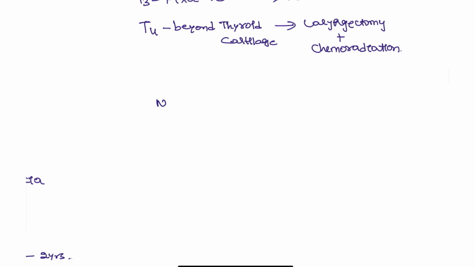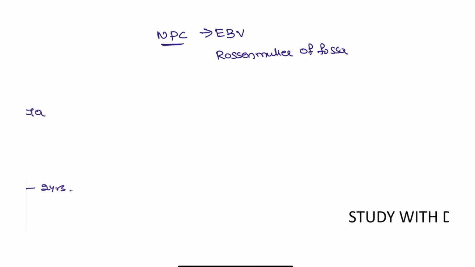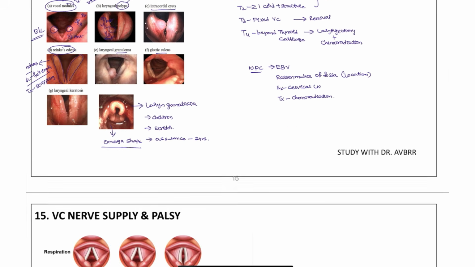Next, nasopharyngeal carcinoma. This is due to Epstein-Barr virus, and the location is the fossa of Rosenmuller. That is the location. Okay, this question is asked. For this patient, the common symptom is cervical lymphadenopathy, and the treatment is chemoradiation. Chemoradiation, right? These are the important larynx disorders.